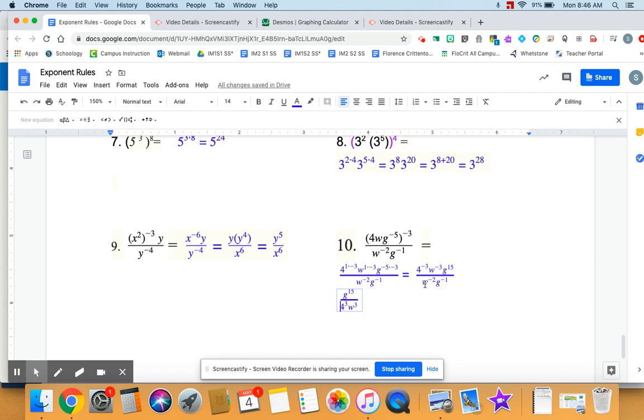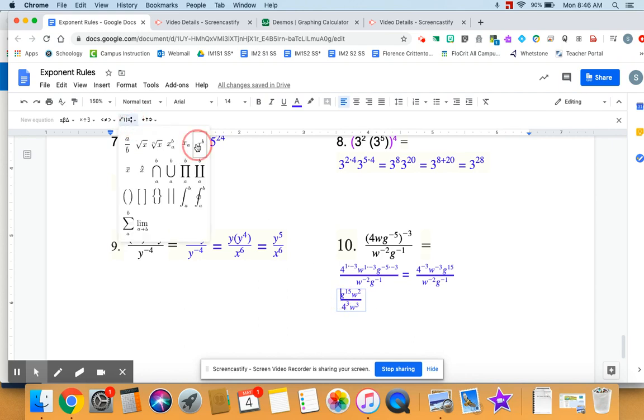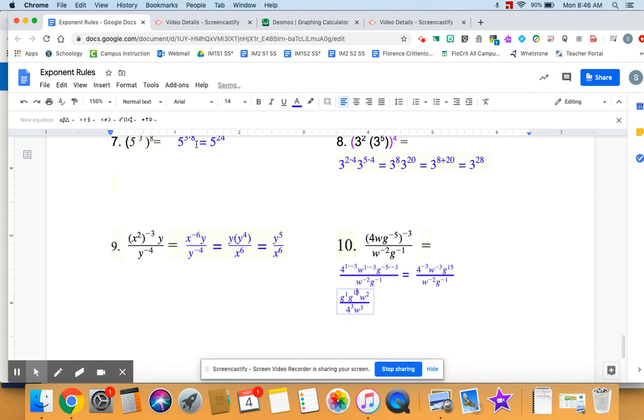When I look at my denominator, this W to the negative 2, that W isn't happy on bottom. That one wants to go to the top. So W to the power of now positive 2 is going on top, and it's happy there. And then this G to the negative 1, not happy in the denominator, so I'm moving it to the top to the numerator. I'm going to write it by my other G to try to keep my G's together. So the G to the power of 1 is going to go up there on top.